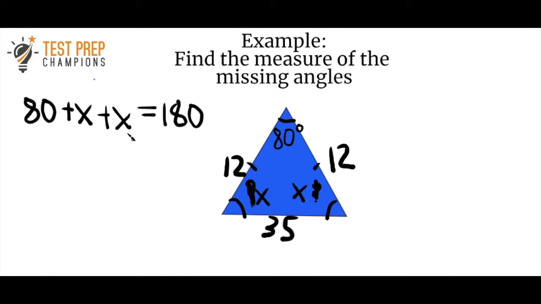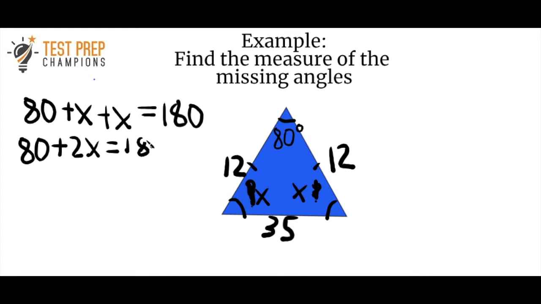Okay, let me clear that out so we've got some room to work. We can do a simplification here. We've got x plus x, and if you take x and add it to x, you get 2x. So we've got 80 plus 2x equals 180.